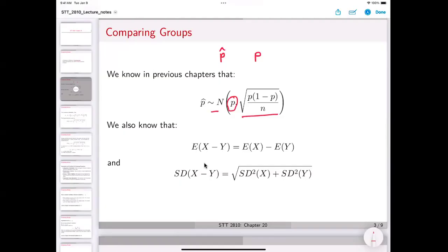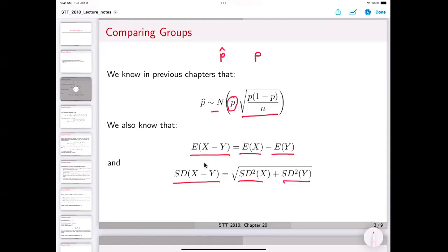Also in previous chapters, when learning about the properties of expectation and variance, we learned that the expectation of x minus y is the same as the expectation of x minus the expectation of y. And assuming x and y are independent, the standard deviation of x minus y squared is the same as the variance of x plus the variance of y, and the square root of that gives you the standard deviation of x minus y.